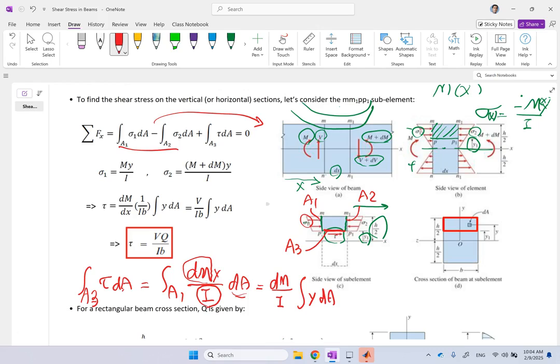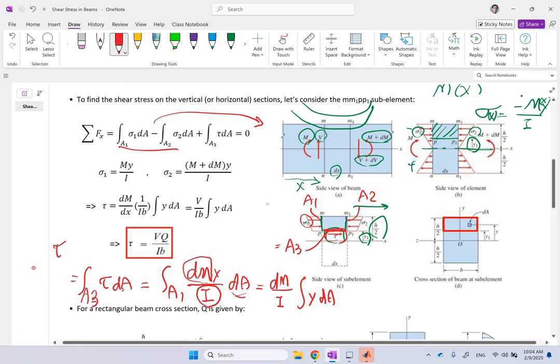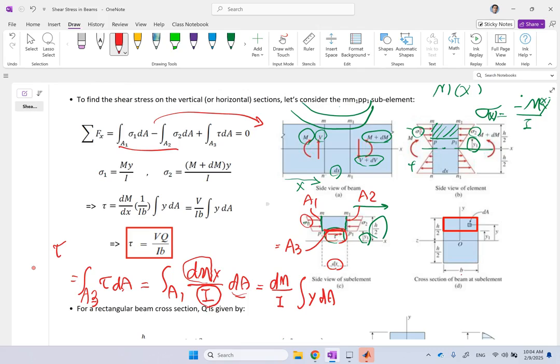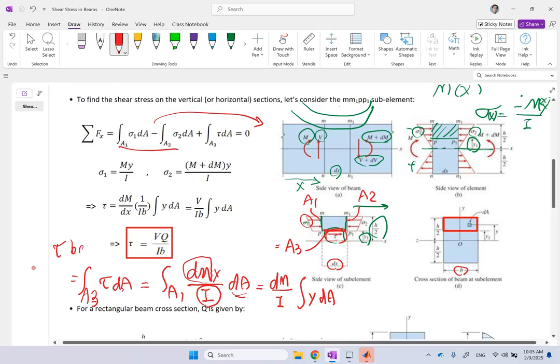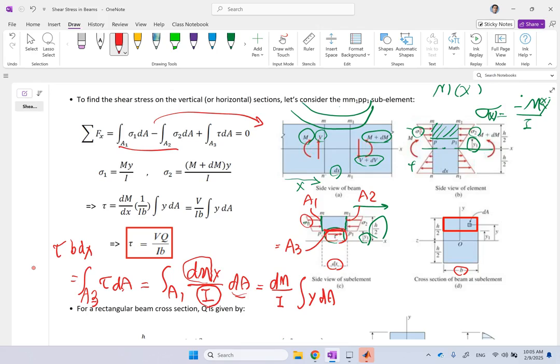And tau, if you look at it, this area A3 is what? If you assume that this tau is constant all over this length, then this integral is going to be basically tau times area A3. And area A3 has the length dx and the width b, so it's going to be b dx. Okay, and then if you need tau, you need to divide both sides by b dx. So you bring a b and a dx, and that is going to be this formula that you can see here.